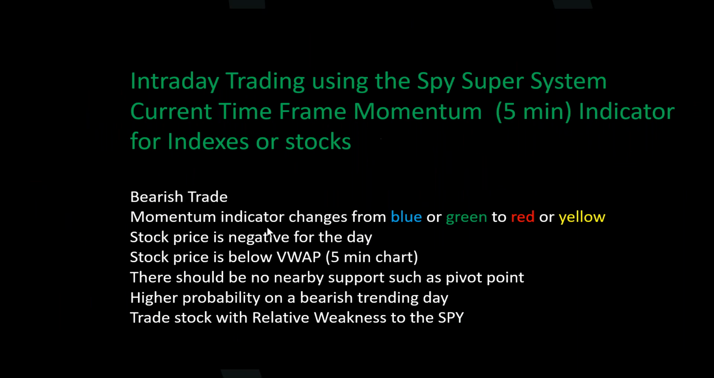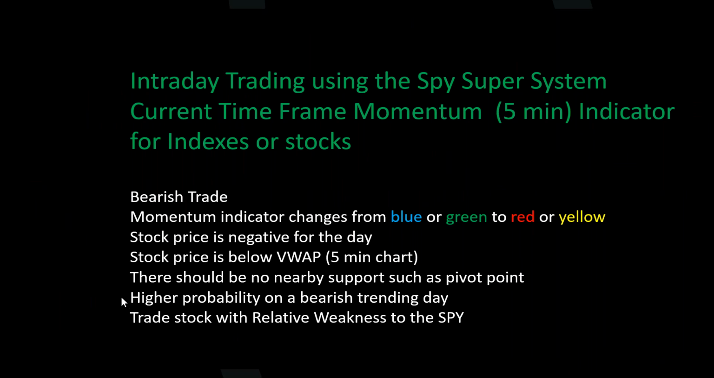Again, we're going to do bearish trades. Momentum indicator changes from blue or green to red or yellow, obviously from institutions buying to institutions selling. Stock price is negative for the day, so the stock price is moving down, and it is red for the day. The stock price is below the VWAP. Right, the 5-minute chart should be coming down through it. There should be no nearby support, such as a pivot point, so you've got plenty of room for the trade to work. And higher probability on bearish trending days.